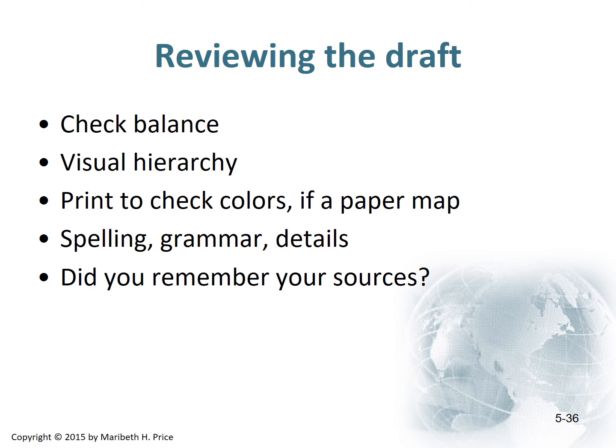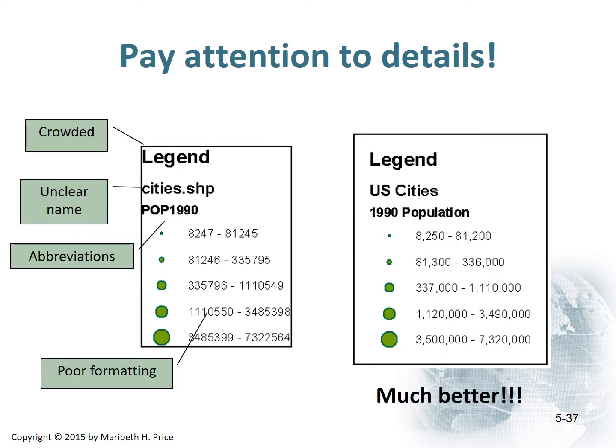Pay attention to the details. Little things like not having adequate space around your legend, not having commas and having really poor formatting for your numbers, using abbreviated titles that were great for your table of contents, like Pop 1990, is not the same as having a legend with things like 1990 population, or having a name like cities.shp, which is perfectly fine for your table of contents, but US cities is what should say in the legend.